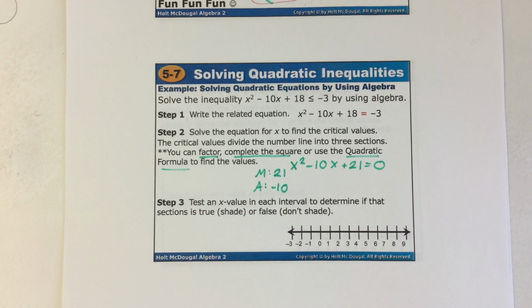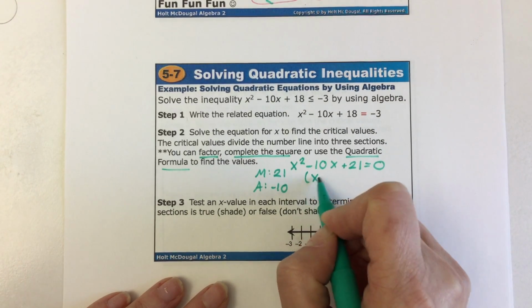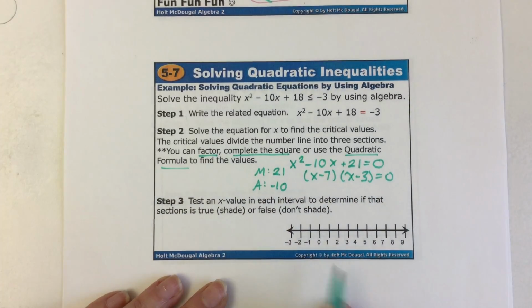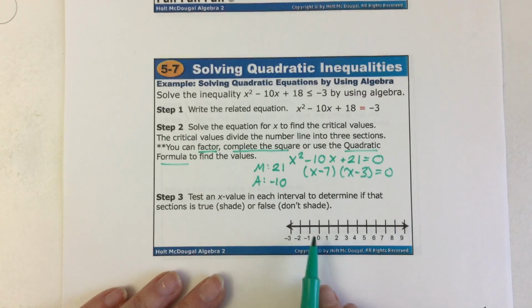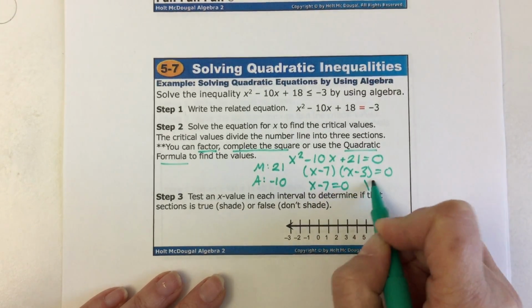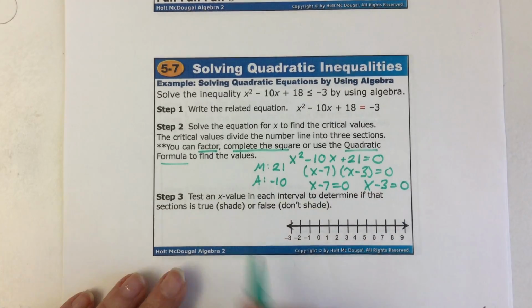Negative times a negative is positive. 3 times 7 is 21. Negative 3 minus 7 more is negative 10. So I can factor this by saying x minus 7, x minus 3. But what I'm trying to do is find the zeros. So I can go ahead and graph those. So it's x minus 7 equals 0, x minus 3 equals 0.